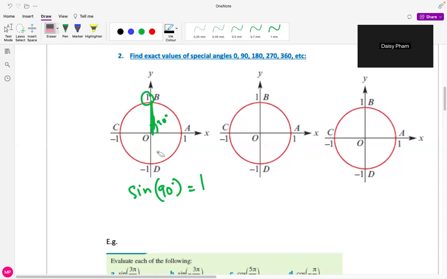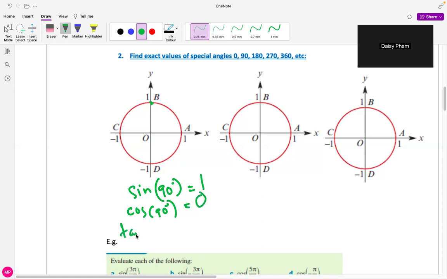Now, cos, if I'm asking to find cos of 90 degrees, we say it's right here, right? Because it's a corner of a circle. Now, the y value is 1, that's the sine value, and cos is the x value. So if you check it on the x-axis, you can see cos of 90 is 0.